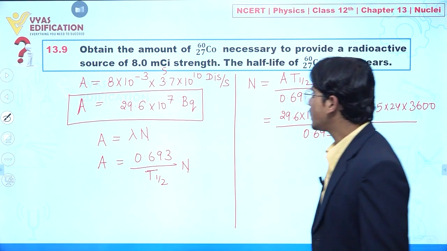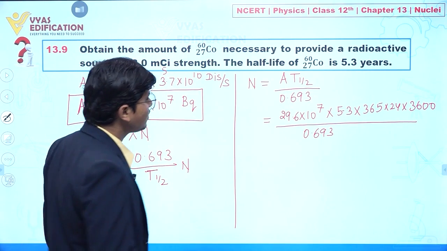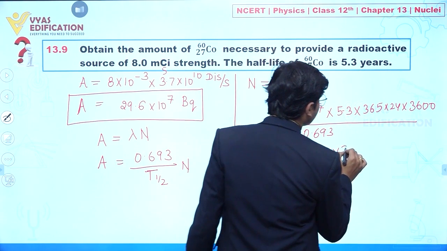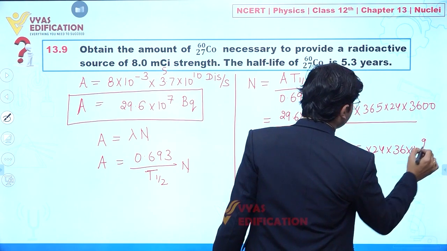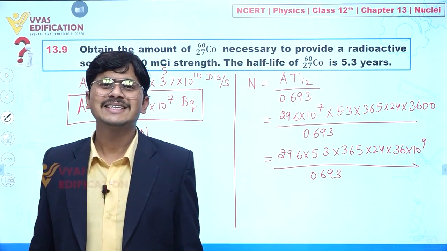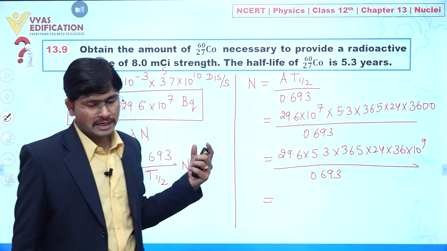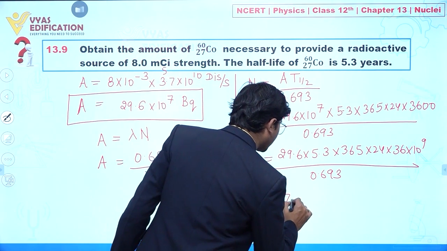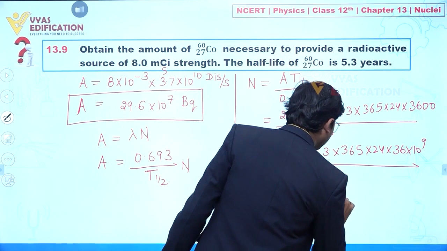Clear? So from that can we calculate the total number of atoms that is present? Yes or no? Yes. So from that now we can write like this, 29.6 into 5.3 into 365 into 24 into 36 into 10 to the power 9 divided by 0.693. Definitely we have some tedious calculation here, but we have to do it. So directly I am telling you what is the value of capital N that I am getting. Clear? So capital N value you will get, this is equal to 7.15 into 10 to the power 16 atoms.